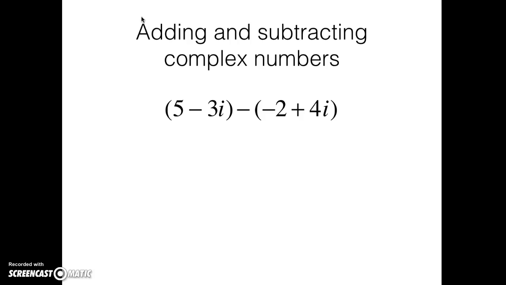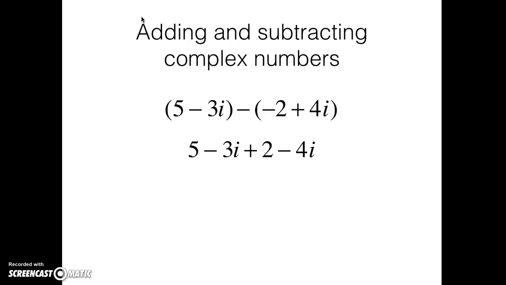The next operation we have is adding and subtracting complex numbers. In order to add and subtract complex numbers, you need to simplify any operations you have first, so we need to deal with the negative. We're going to distribute the negative into the second set of parentheses. So we have 5 minus 3i plus 2 minus 4i, and then here you're going to combine any like terms.